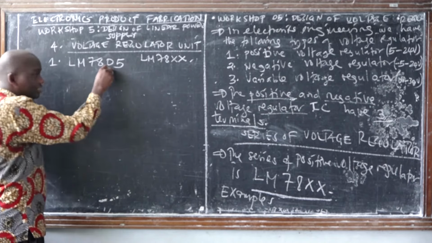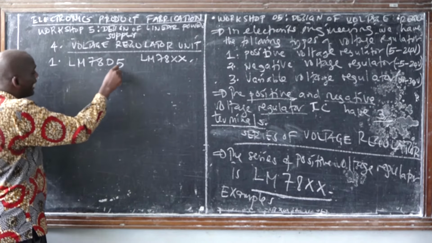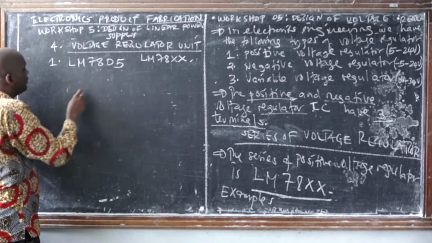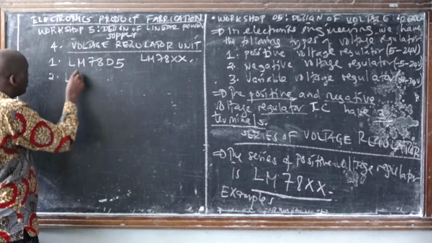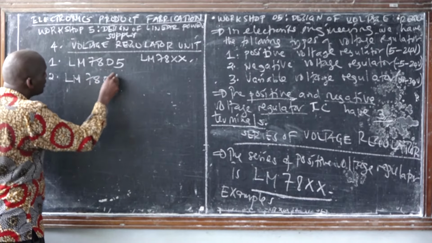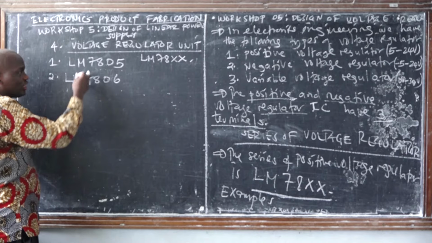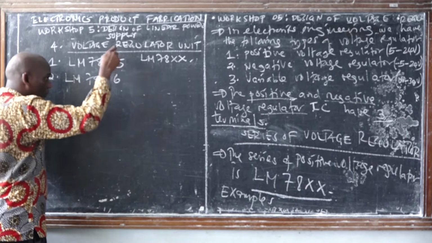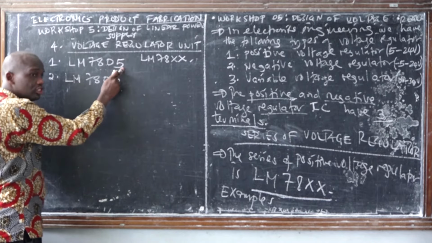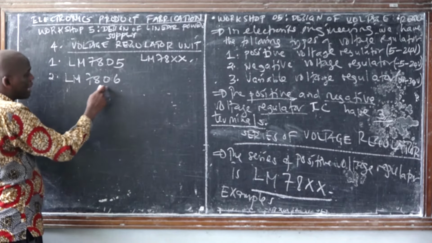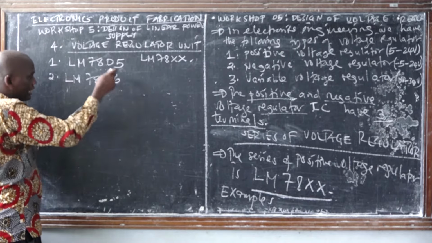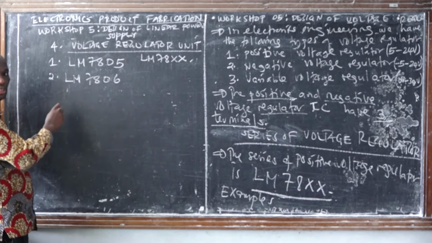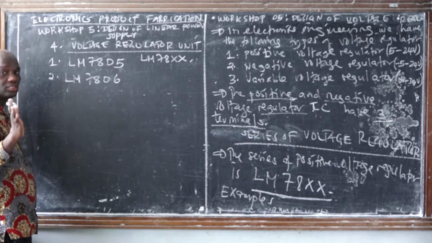So the first X here is 0. The second X is 5. The second example, we also have LM7806. What does it mean? This 05 means that it provides a regulated positive 5 volts. What do these two numbers mean? This one will provide an output regulated voltage of 6 volts. Okay? But it's fixed. It does not vary.